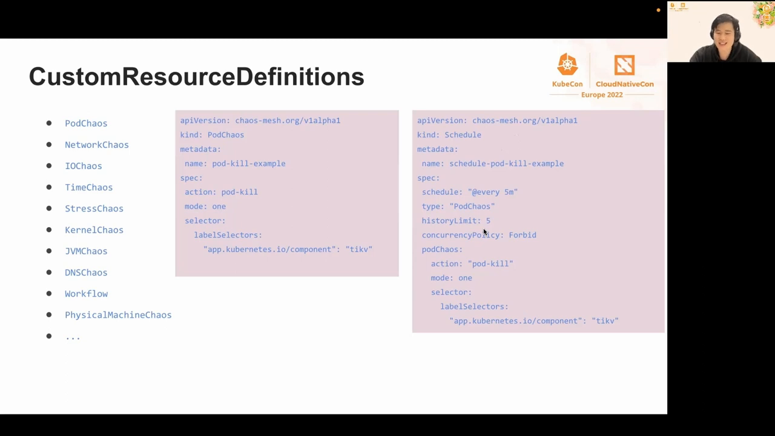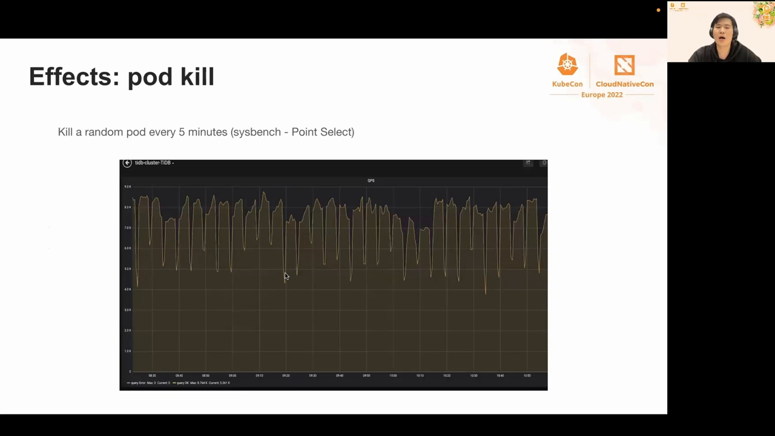And when you apply this chaos experiment, we can check the result on the chaos dashboard. And also you can check the results on your application monitors. In the monitor of the application like this, when you apply this schedule object, you will find the QPS will drop and then instantly return to normal, and this behavior happens every 5 minutes.